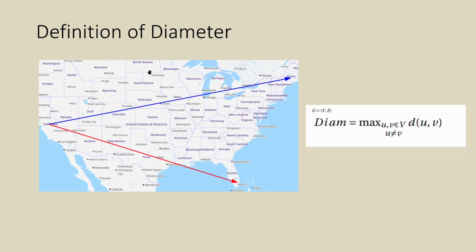And here comes the definition of diameter. Given a graph G equal (V, E), diameter is the maximum of distance between all pairs of vertices. Here, u and v are arbitrary vertices in the set of vertices V that are different from each other. Distance d(u, v) means the smallest number of edges that we need to go through between these two vertices.